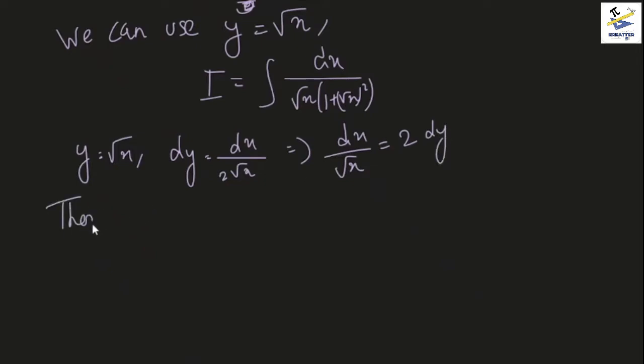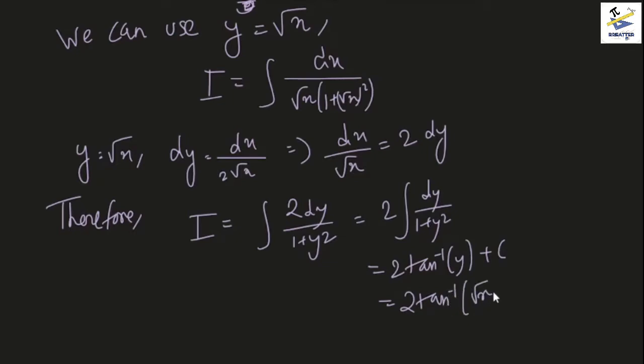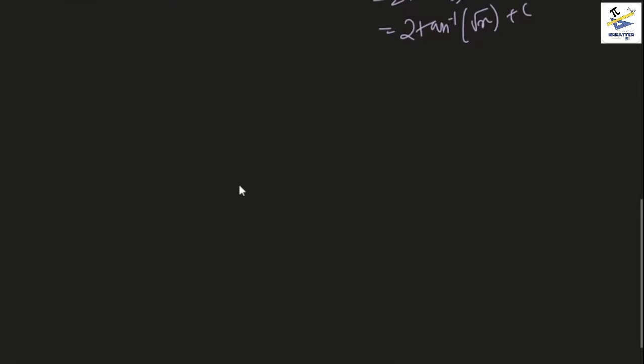Therefore I should be equal to 2 dy by 1 plus y square, and we know the integral for dy by 1 plus y square is just tan inverse y. So the answer is 2 into tan inverse of y plus c. Putting back the value of y, we get the answer is 2 into tan inverse of root x plus c, and this would complete the first problem. Okay, I hope you understand all parts of the problem.